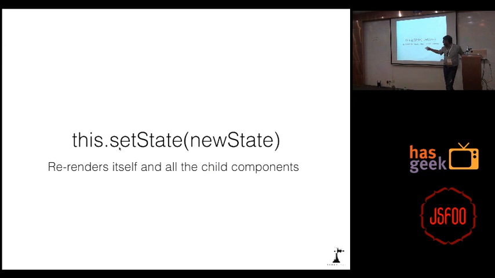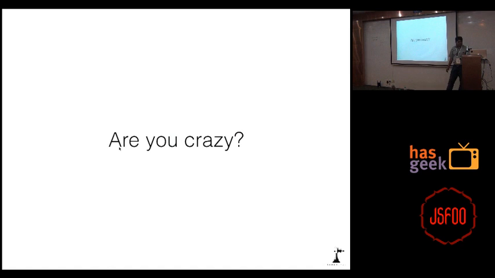So in a React component, if you want it and its child components to re-render, you do something like setState, right? Once you say this.setState and provide it a new model, it'll go ahead and re-render itself and all the child components beneath it, right? And then you'd be saying, are you crazy? I mean, that's just a very costly operation to do.